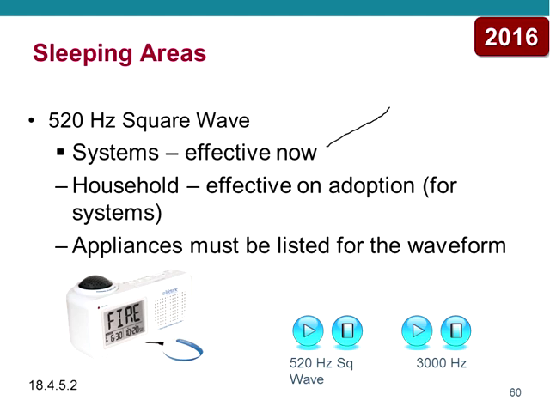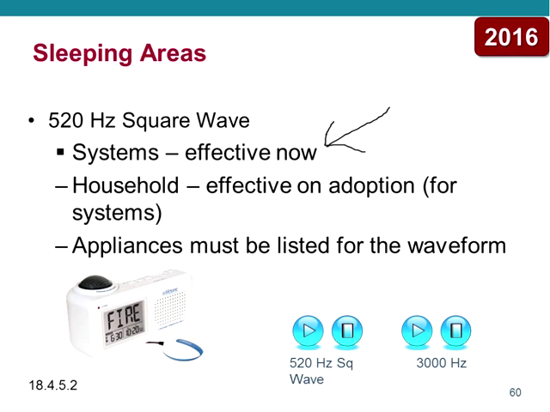Let's see, the next change in Chapter 18 is already effective, but it was actually a change made in the last cycle. And any sleeping area, anywhere, including dwellings now, must have a 520 Hz square wave where this code is adopted. So as soon as the code is adopted, this will be enforced. We have a very low frequency, if you will, 520 Hz wave, which is much easier for people with hearing impairments to hear than the 3000 Hz signal.